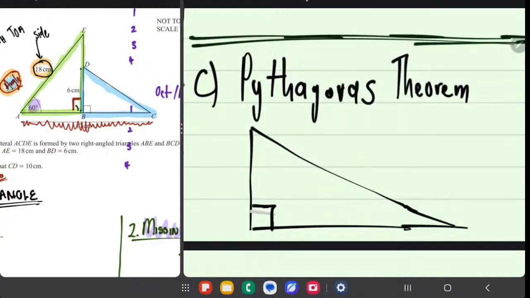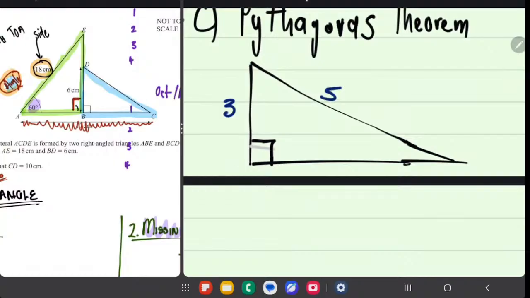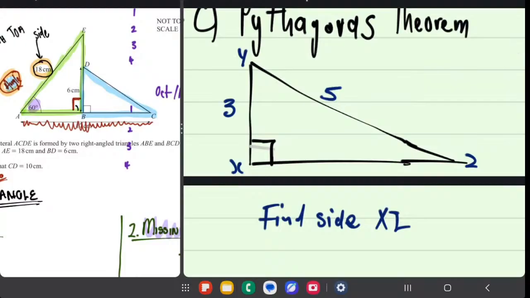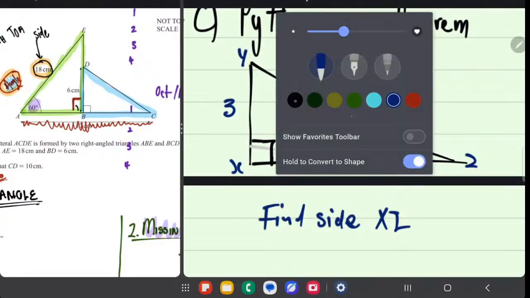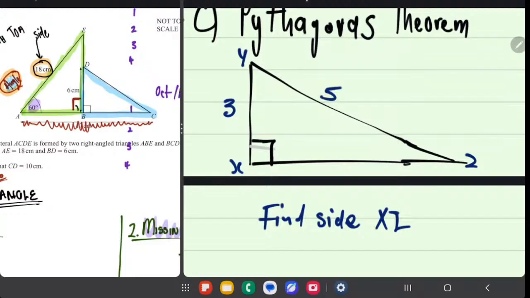So let's say they give you this, Alex, 3. Then they give you this, 5. Then this is X, Y, Z. Then they'll say, find side XZ. Find side XZ. Can we use SOHCAHTOA here? No, we cannot. Why can't we use SOHCAHTOA?